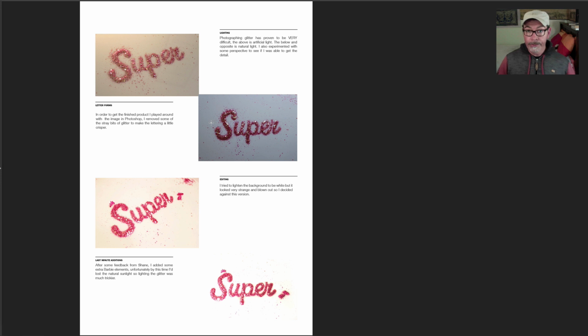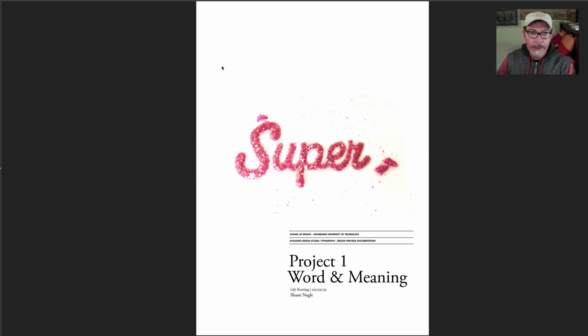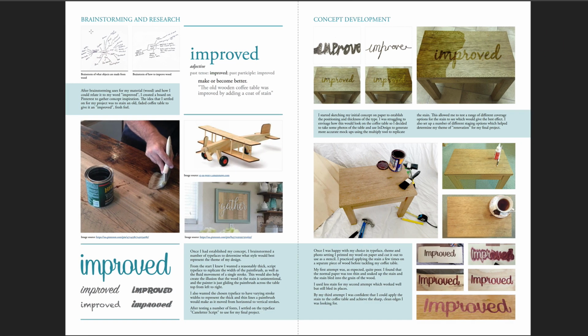Okay, so that's it. You want to start by inspiring yourself and getting a sense of A, what to put in, B, how to put it in there. So what I'd like you to consider from this is that the better ones, the stronger ones, have pretty clear divisions or sections, and the students are using subheadings to describe those. Refinement of final image. Here we've got brainstorming and research, concept development.